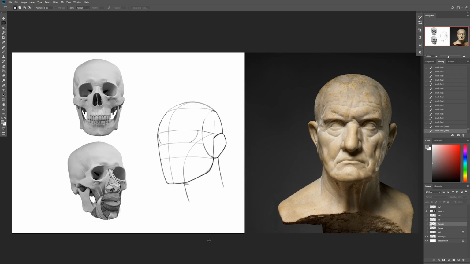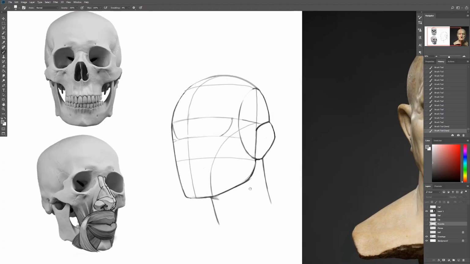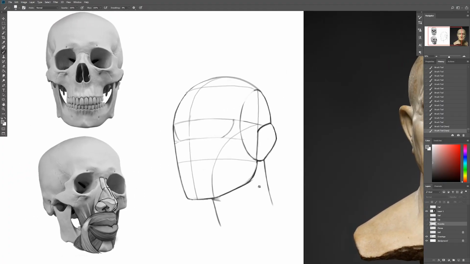So besides the main features that we've seen, like the nose, the ears, the mouth, and the eyes, there are still some very important areas of the face that we haven't yet covered that really affect the overall shape. And so like I said, we're going to start with the bones.